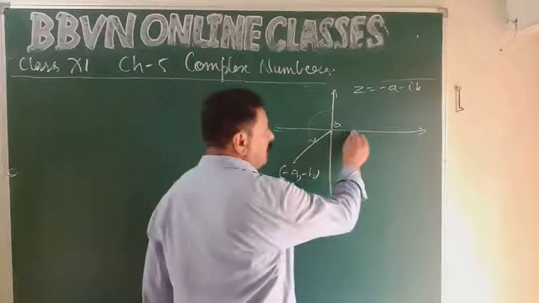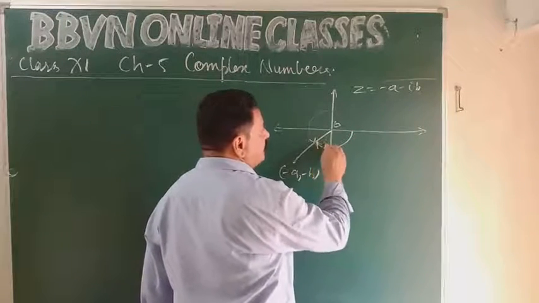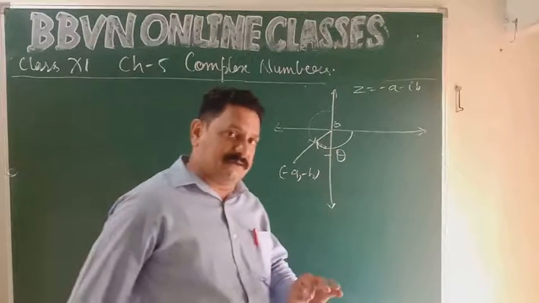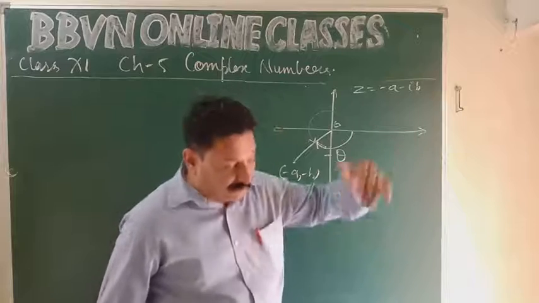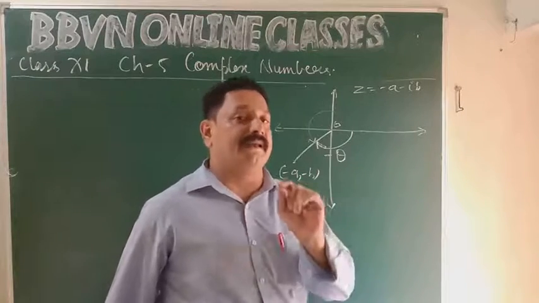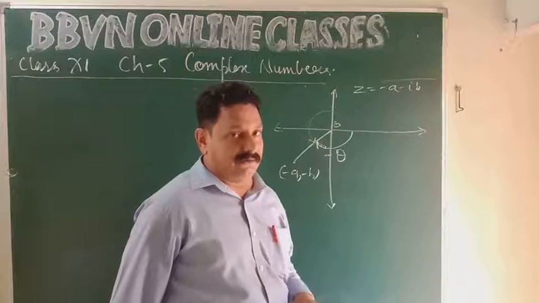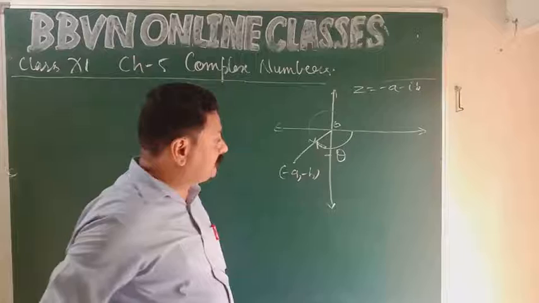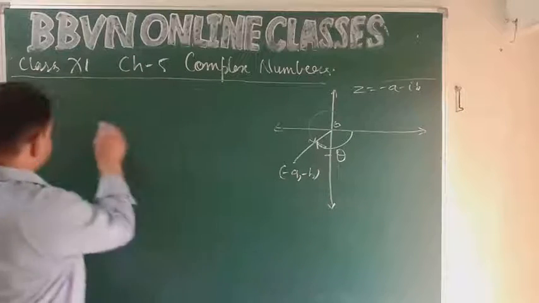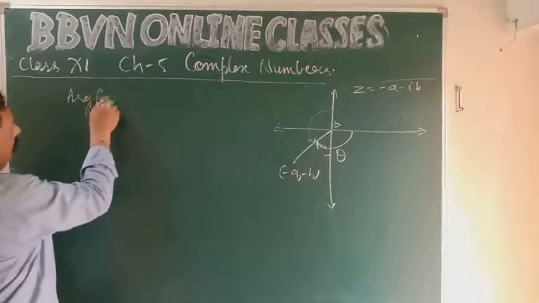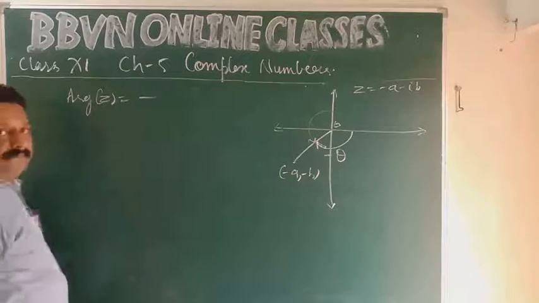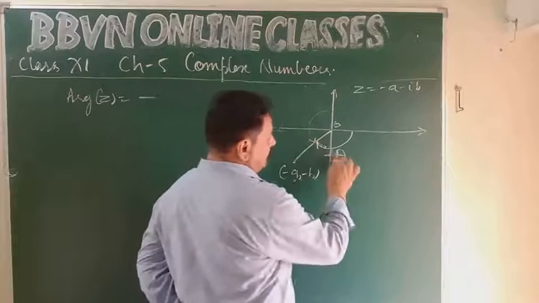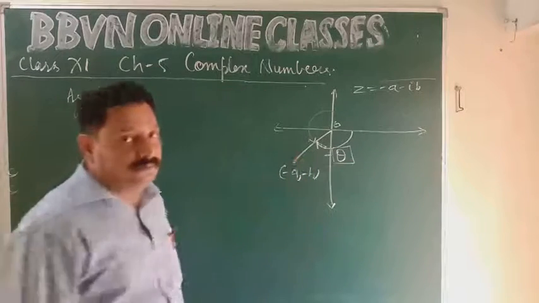So I will go in the clockwise direction. The clockwise direction of measuring the angle is the negative direction. The positive direction of measuring the angle is anti-clockwise. If you are measuring the angle in the clockwise direction, that is the negative direction of measuring the angle, right? So now how to find this argument theta? Since it is in the negative direction, the argument of z will be negative. Okay? Now, negative is only the direction; we need the argument of z, theta.